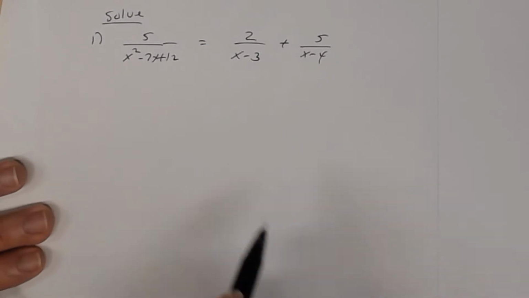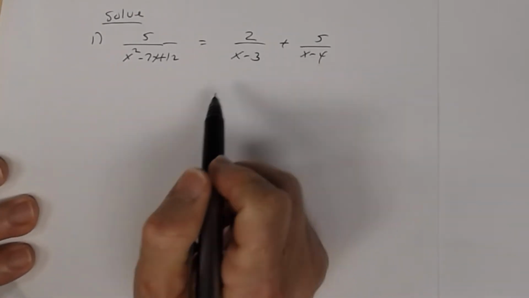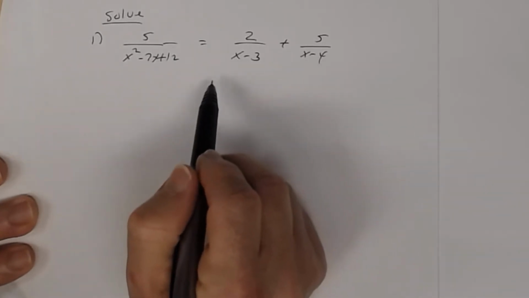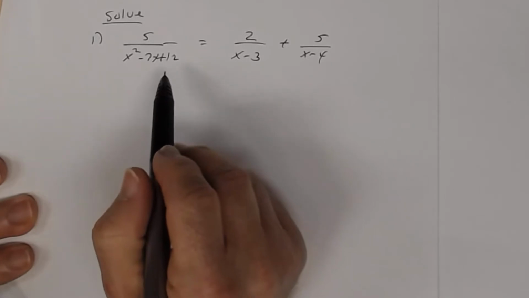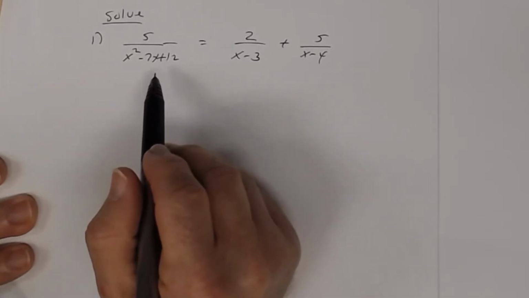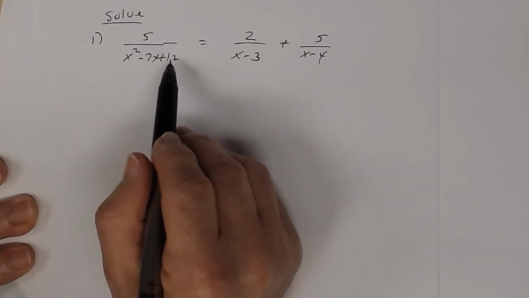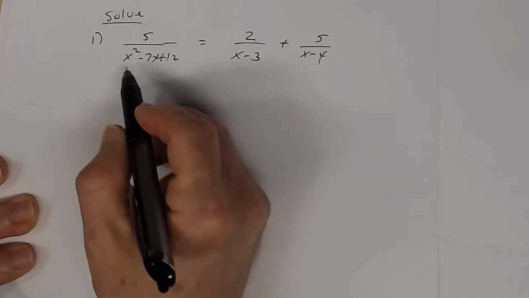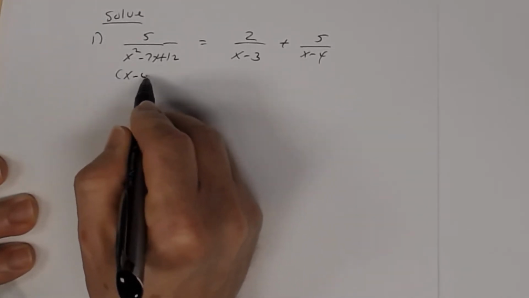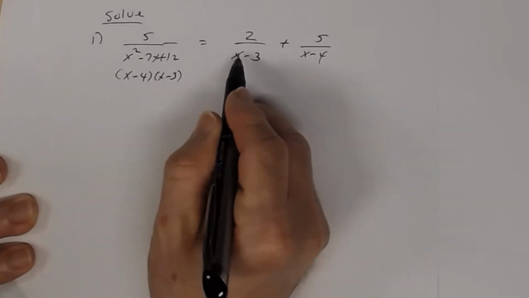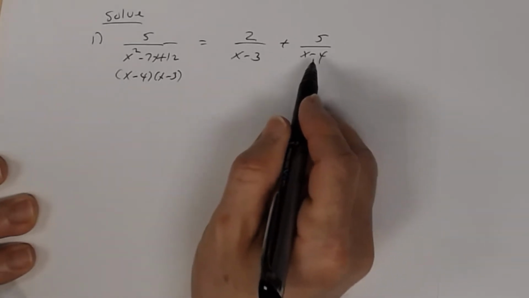Okay, so let's look at number one. So number one, we have this rational equation, and notice that this rational equation is made up of three rational expressions. In this case, you have variables in the denominators. And so the first thing you want to do when solving a rational equation is to find the least common denominator. And to find the least common denominator, remember you got to factor the denominators. So if I look at that first denominator, I can factor that as x minus 4 times x minus 3. And then this denominator, I cannot factor. The GCF is 1, and the same thing here.